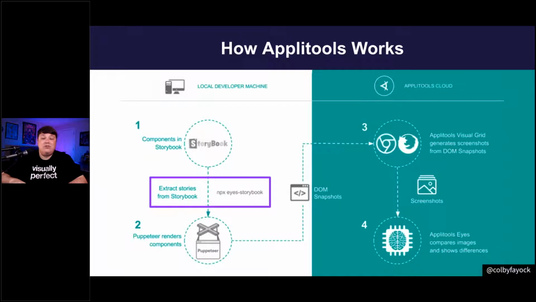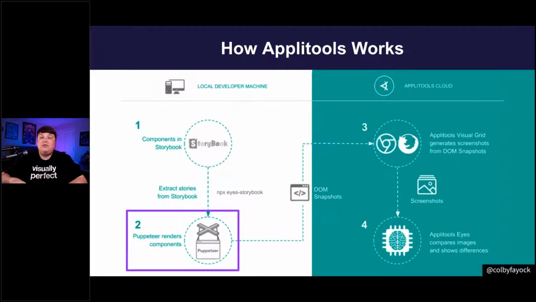The way it works is when you run Applitools locally on your machine or in a CI/CD process, Applitools will first suck in all of those components from your Storybook. Once that happens, it will use Puppeteer under the hood to render out all those components, including taking DOM snapshots of all those components. And if you're not familiar with what the DOM is, it's the Document Object Model, which is the underlying tree of elements that are inside of the browser.